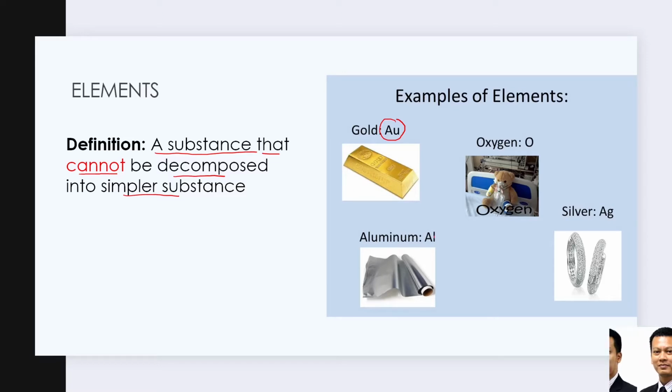The same thing with aluminium. This is element. So element you cannot further decompose to become something else. You cannot take out the electron or proton to make it become something else. Oxygen, the same thing. Oxygen is element, and silver is also element. You cannot further decompose this into a much simpler substance.